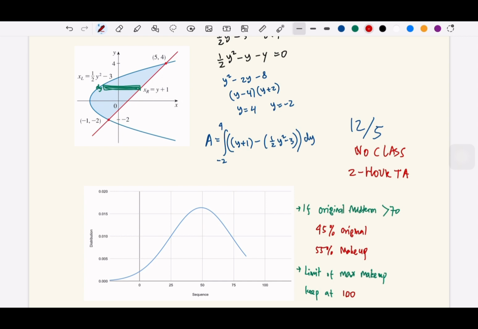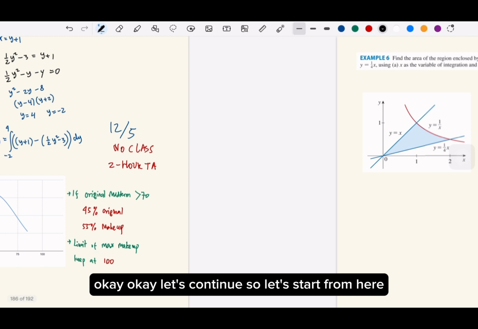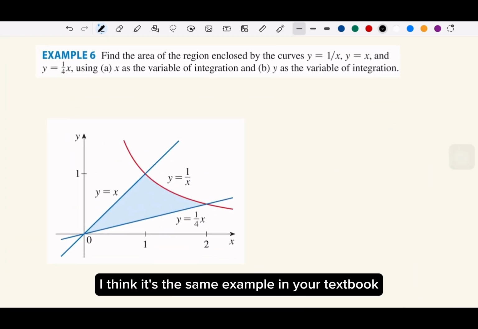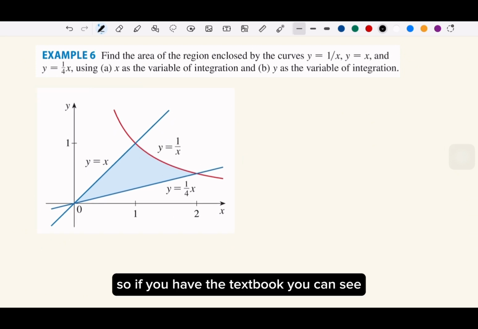Only next week. Only one day. Okay, let's continue. So let's start from here. I think it's the same example as in your textbook. So if you have the textbook, you can see.